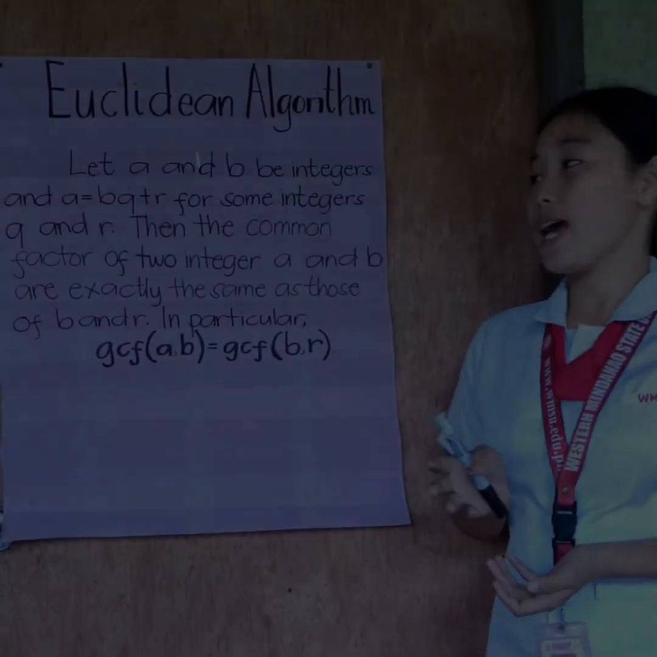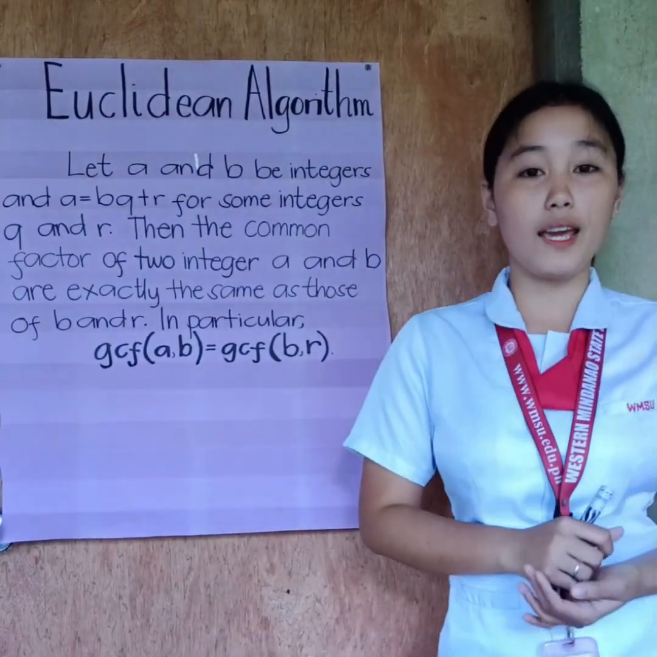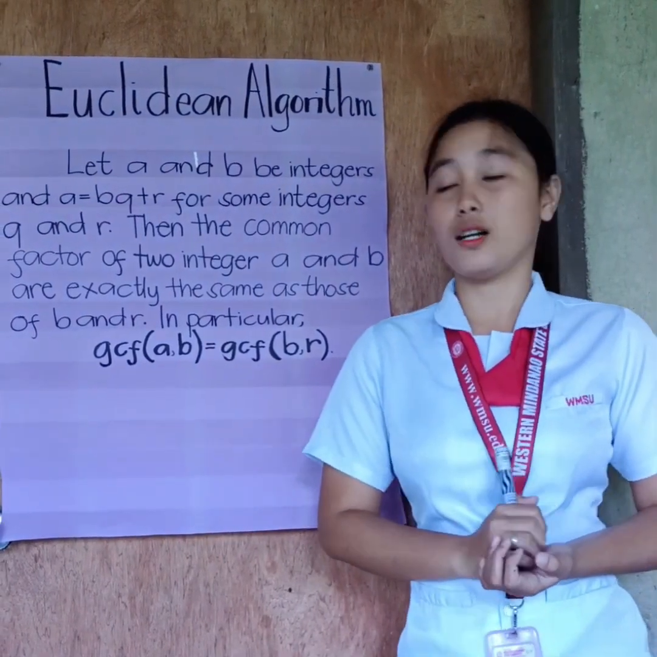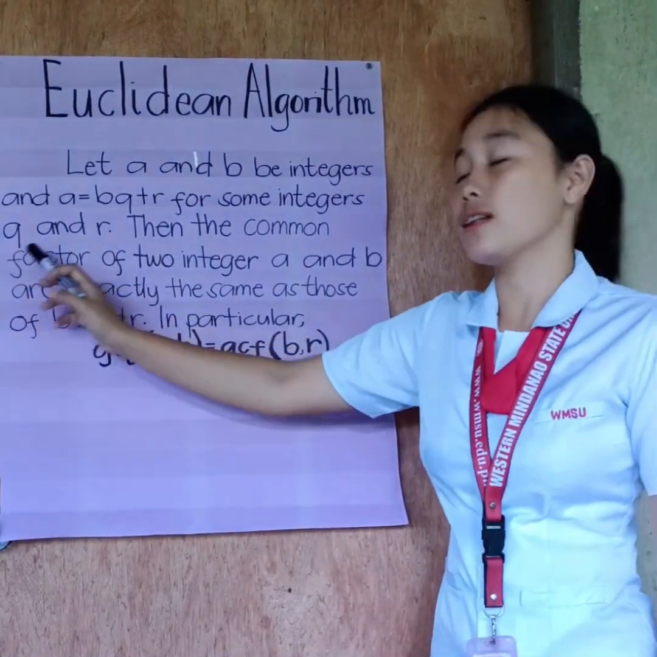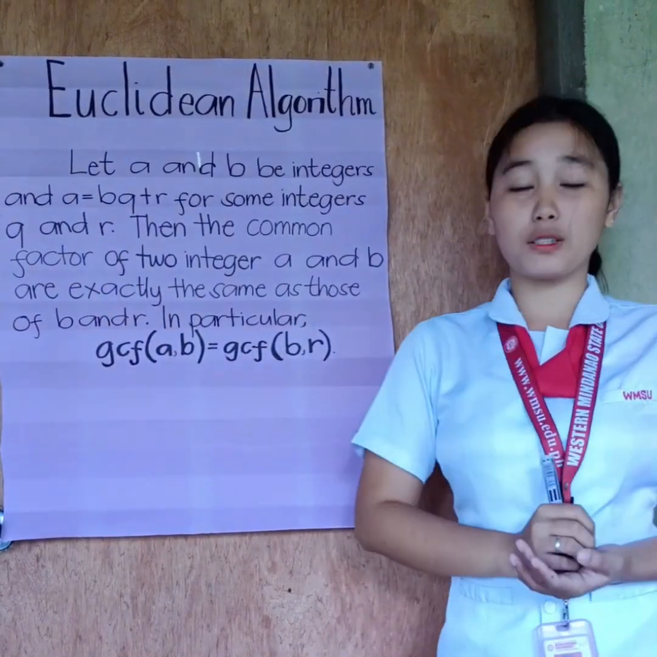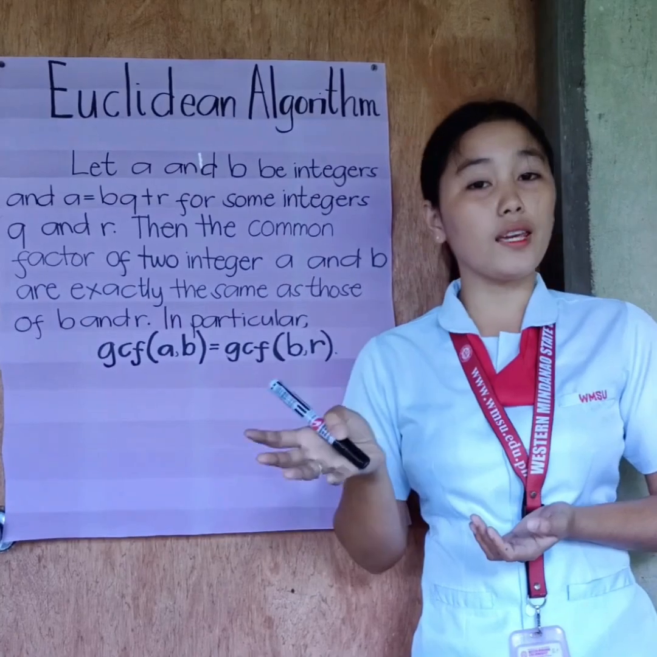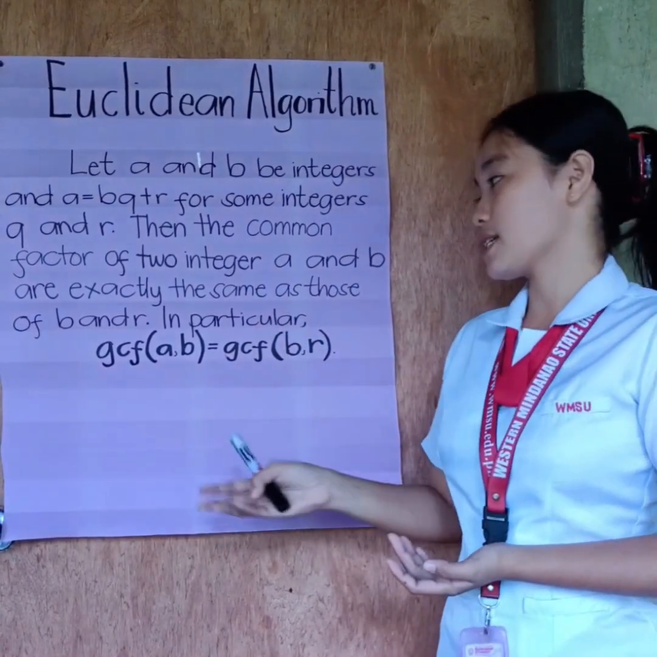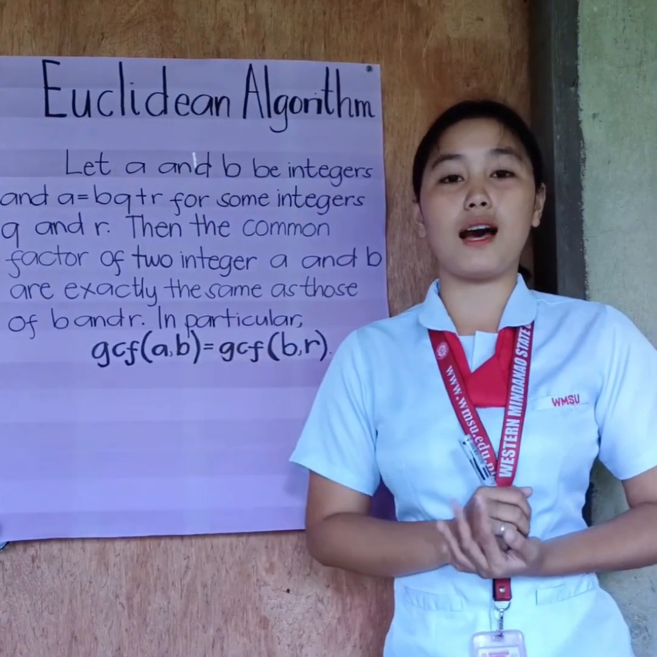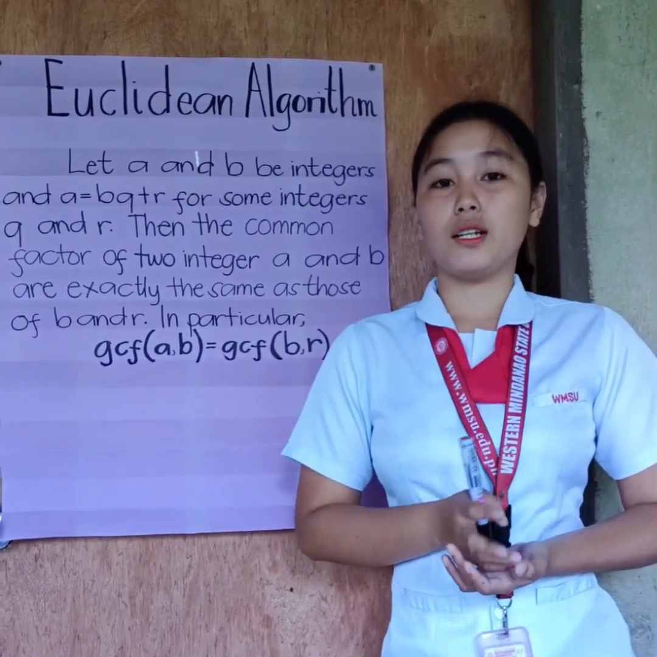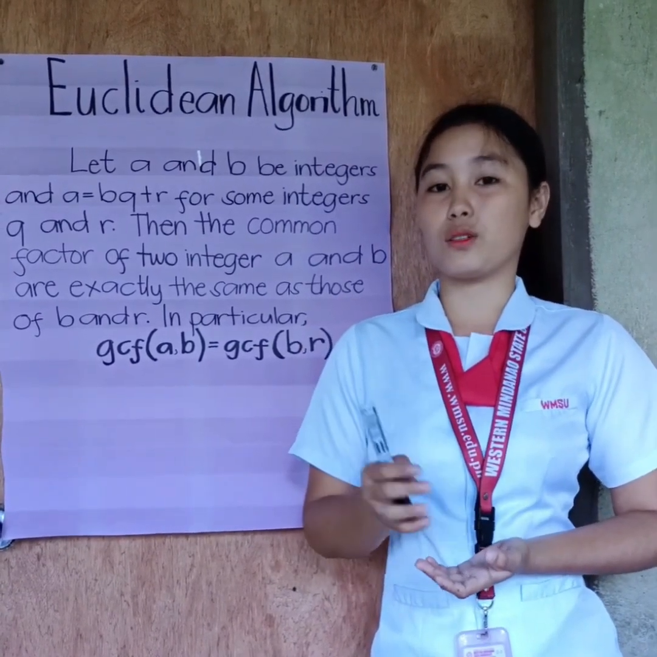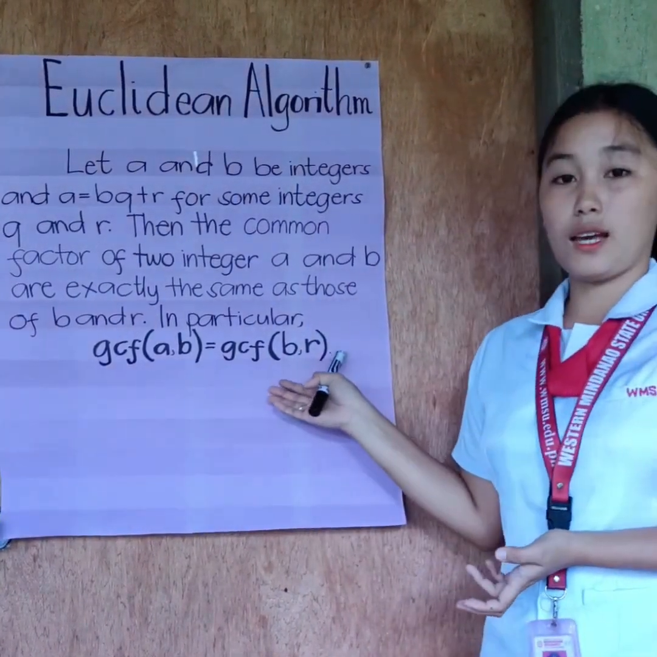So let A and B be integers and A is equal to BQ plus R for some integers Q and R. Q here represents the quotient and R here represents the remainder. Then the common factors of the two integers A and B are exactly the same as those of B and R. In particular, it can be written as: the greatest common factor of A and B is also equal to the greatest common factor of B and R.